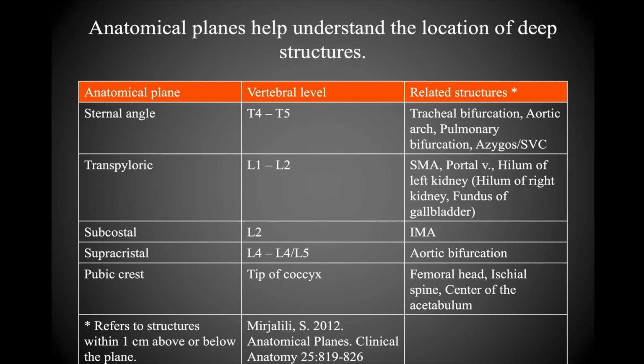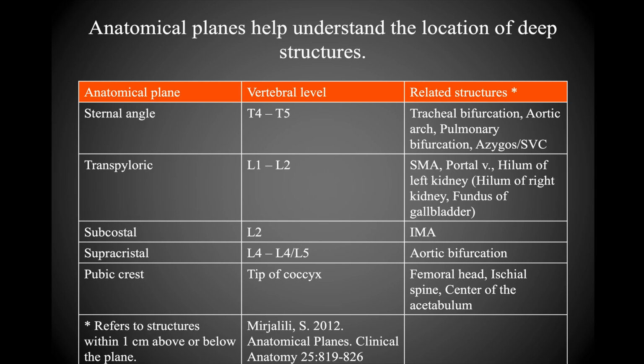Looking at the sternal angle, that's the T4-5 vertebral level, usually right about the level of the IV disc between the thoracic vertebrae T4 and T5. The structures located there: it's going to be the location of the tracheal bifurcation. The aortic arch begins and ends at that level. The pulmonary trunk bifurcates at that location, and then the azygous vein links up with the superior vena cava at that level as well.